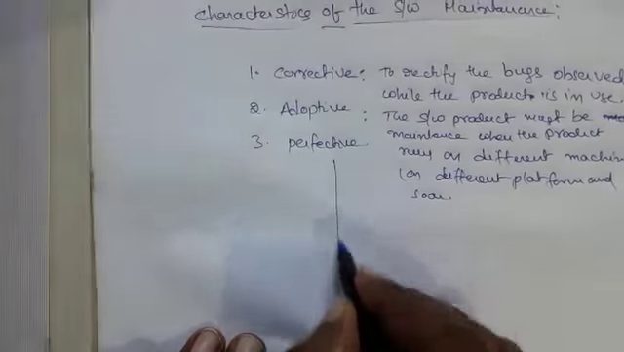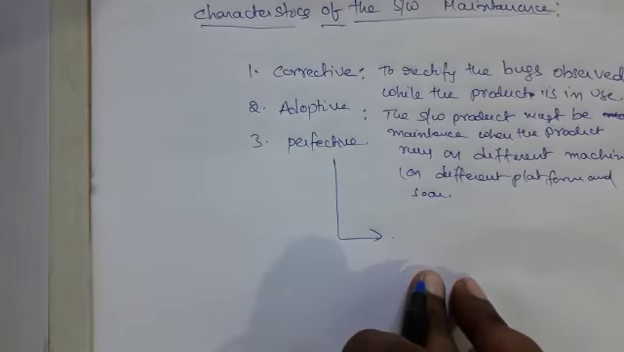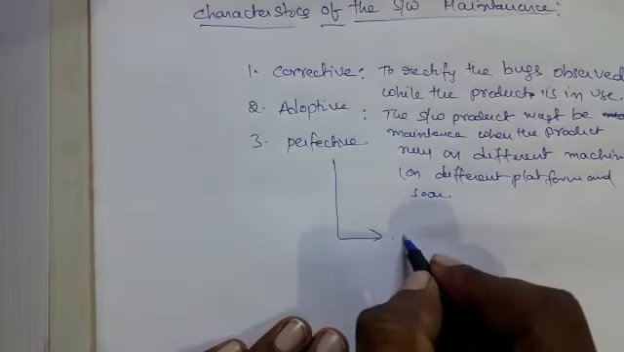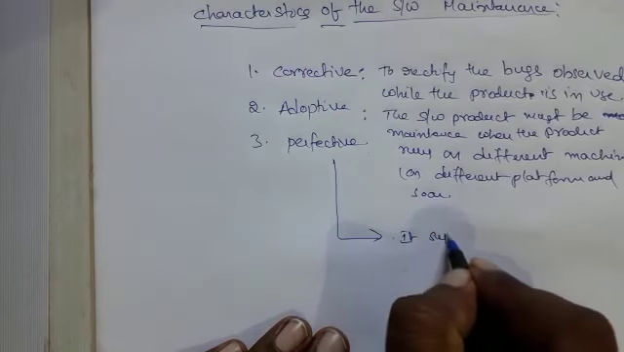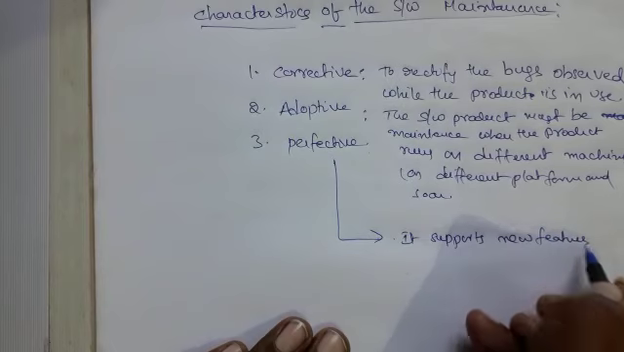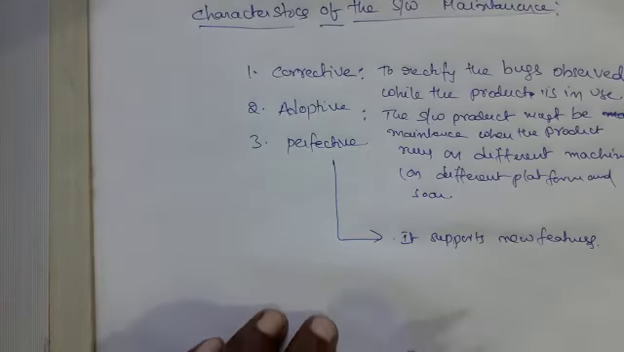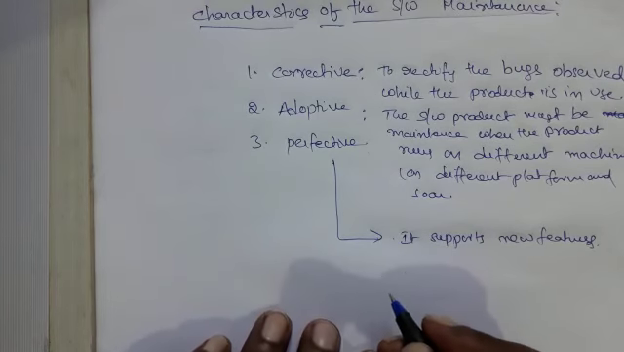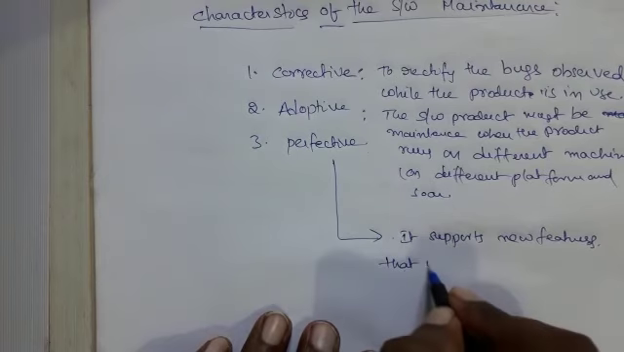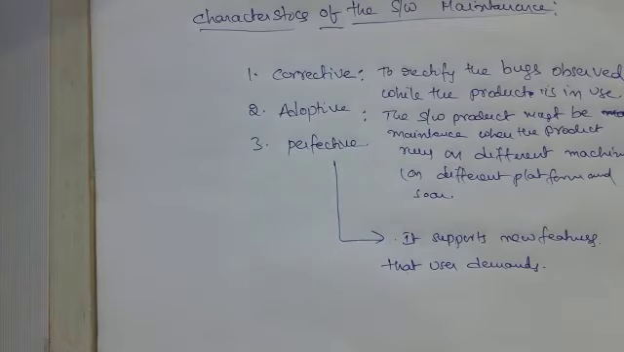Next one is the perfective approach. Perfective characteristics means the software maintenance supports new features. The software supports new features that the user demands. That is called perfective.